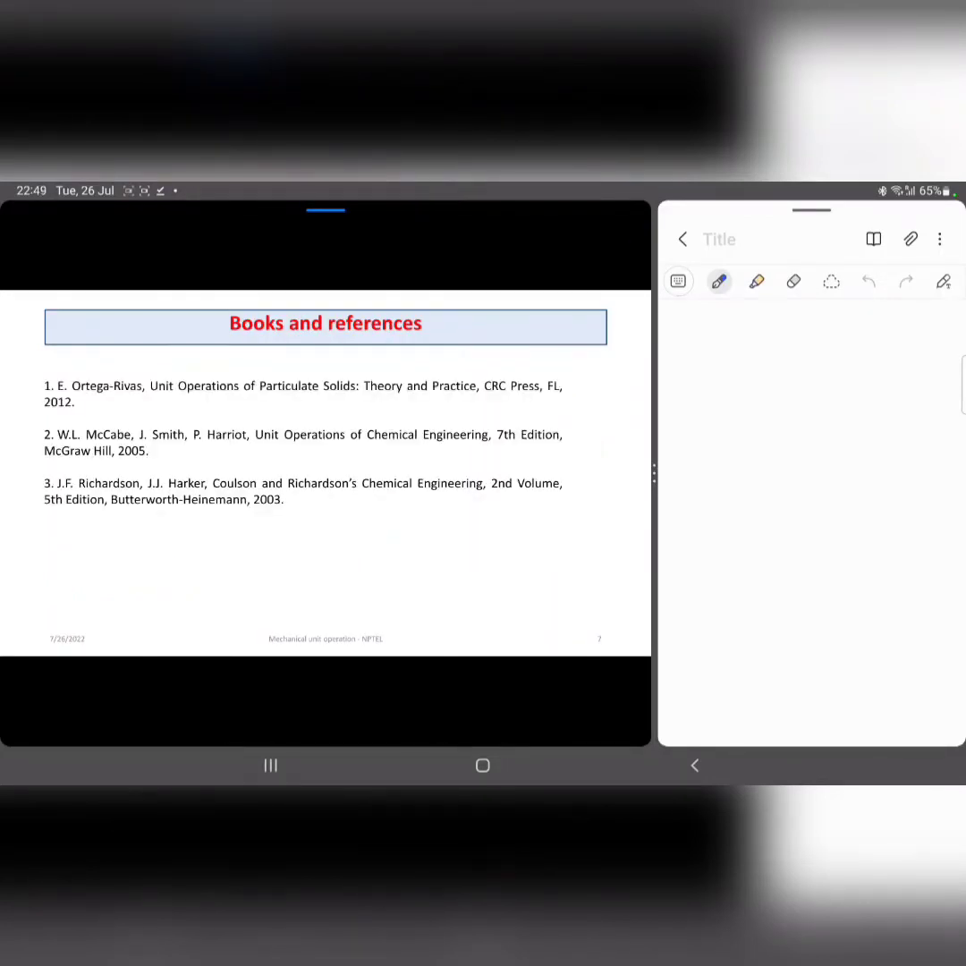Now, what are the books? There are basically three different books which were suggested by the professor. First is Unit Operations of Particulate Solids by E. Ortega Rivas. You can use that. And a very popular book of chemical engineering by W.L. McCabe and James Smith, known as Unit Operations of Chemical Engineering. You can use that book; it is very important for this subject. And if you want to go into much more detail, there is a book by Coulson and Richardson, Coulson and Richardson's Chemical Engineering, second volume, fifth edition. You can also consider that book if you want to go into much detail to design various unit operations.